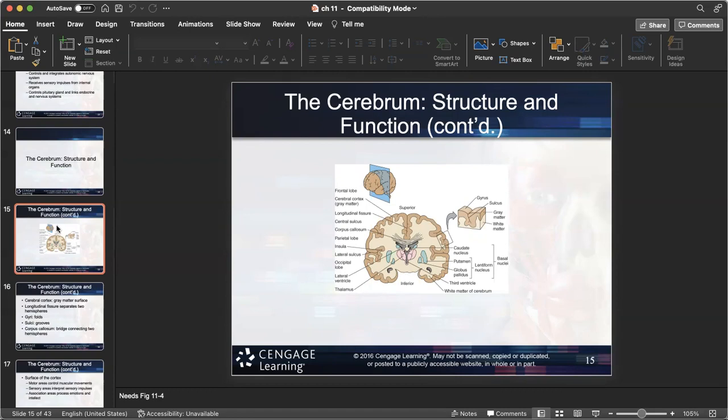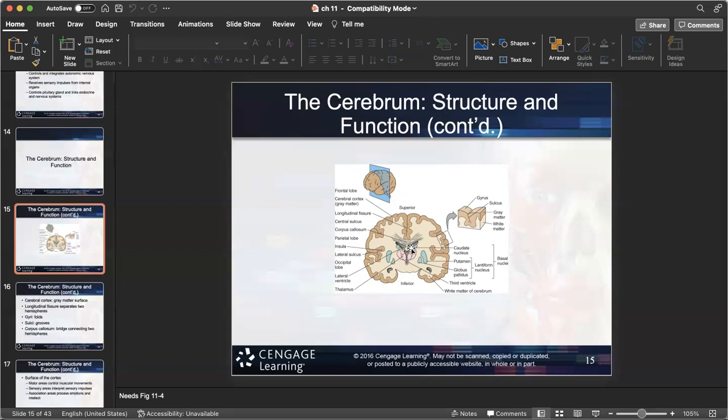So to highlight a few things, here is the thalamus, as well as the lateral ventricle. Lateral ventricle is what will contain cerebrospinal fluid. All of this is found deep to the temporal lobe, parietal lobe, frontal lobe, as well as the occipital lobe.